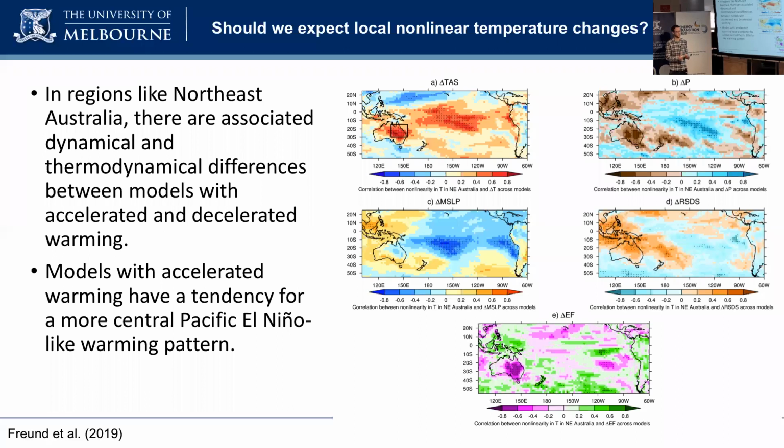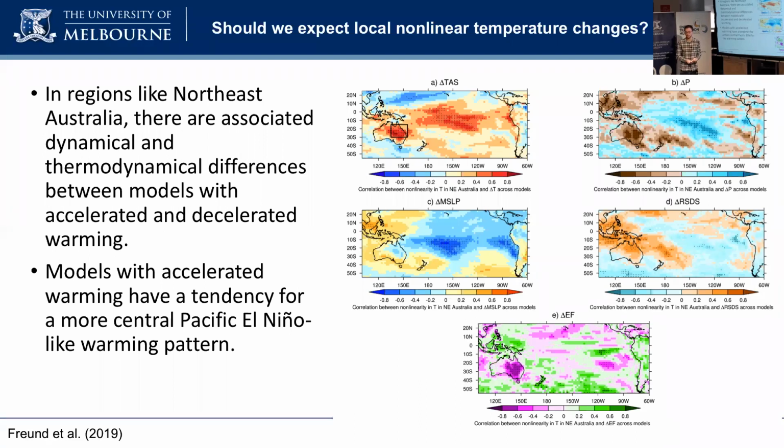So what this is showing is that the models with accelerated warming in Queensland in summertime tend to be negatively correlated with MSLP in the Central Pacific. So the models with accelerated warming tend to have more of a reduction in MSLP and vice versa. Does that make sense?